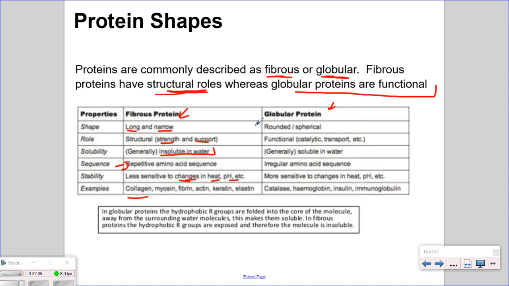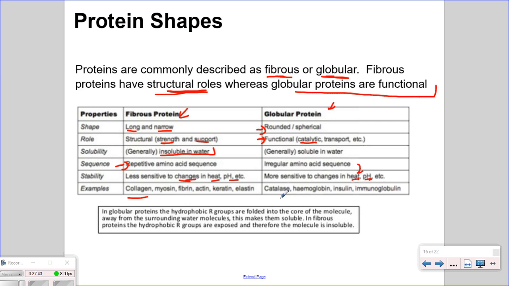Globular proteins, instead of long and narrow, tend to be rounded or spherical in shape. They have more of a functional role, so they tend to speed up reactions, a catalytic role, or are involved in transport, transporting materials in and out of a cell, so protein channels, for example. As a result, they are generally soluble in water. They have an irregular amino acid sequence, so their amino acid sequence is not repetitive. It just seems kind of random from beginning to end. And as a result, they are more sensitive to changes in heat and pH.